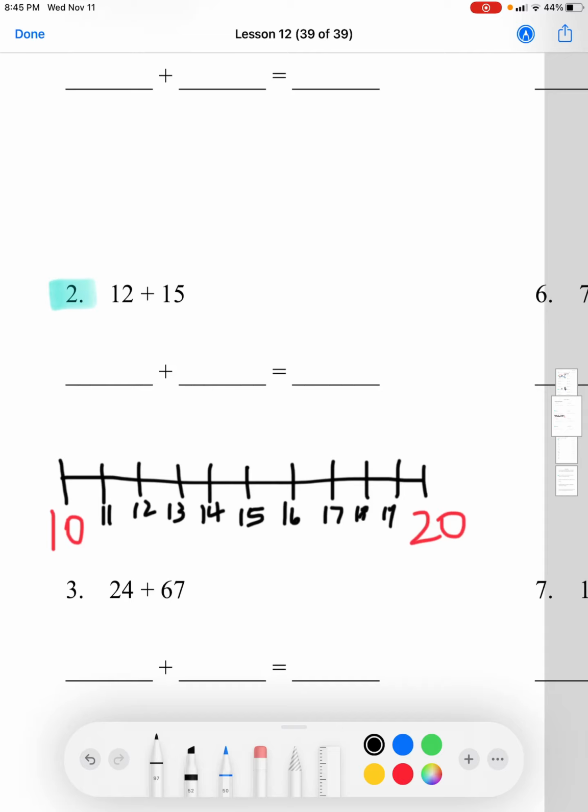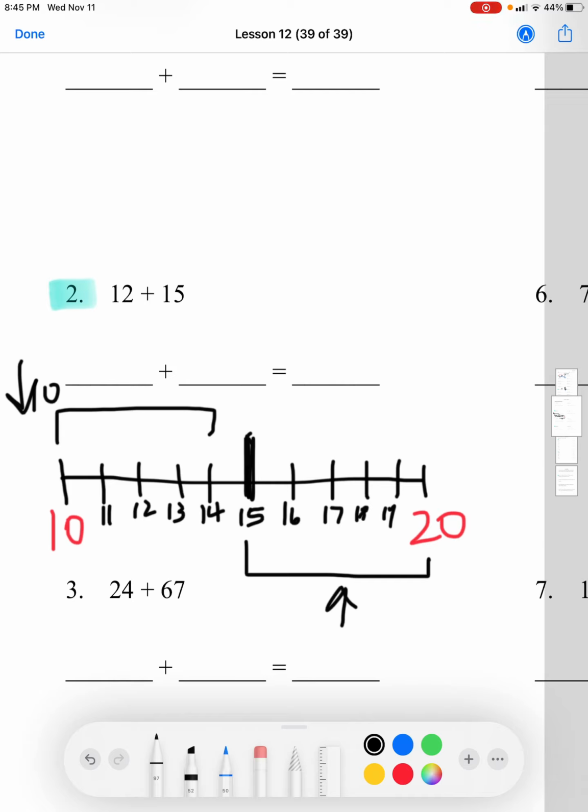So we have 12 and 15 right here, right? So the cutoff is basically 15. Numbers from 15 up to 20 are going to be rounded to 20. They're going to be rounded up. And then numbers from 14 down to 10 are going to be rounded down to 10. So they'll be rounded down.